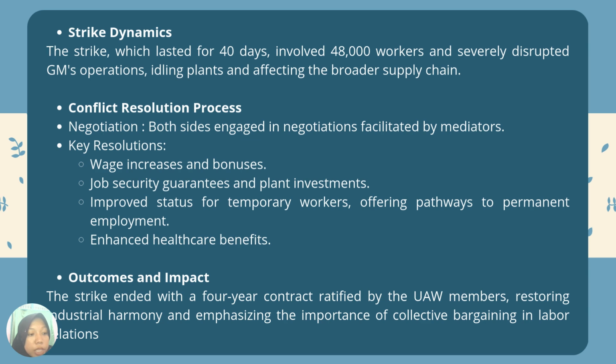GM committed to wage increases and bonuses, as well as maintaining healthcare benefits. They also pledged to keep several US plants open, providing job security guarantees. Moreover, the agreement improved conditions for temporary workers, offering them a clear path to permanent employment and better benefits. This comprehensive deal was ratified by a majority vote of the UAW members, effectively bringing the strike to an end.